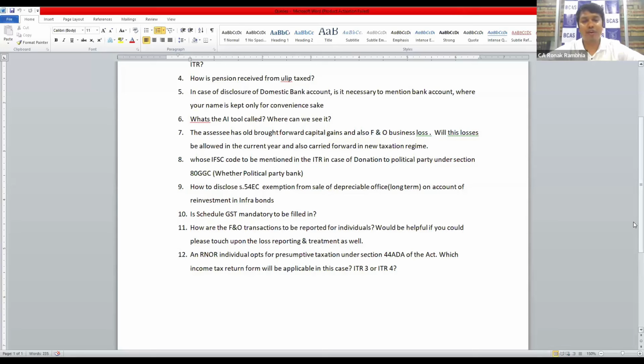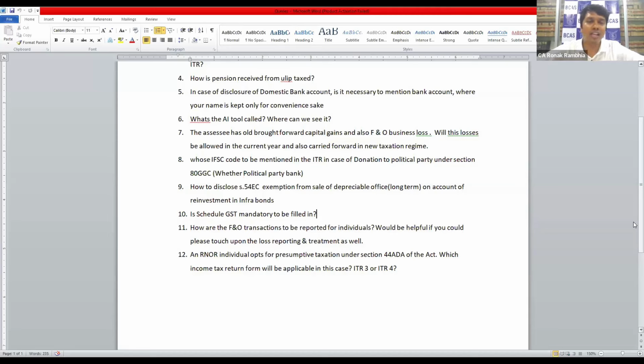Further, how are the FNO transactions reported for individuals? As per the guidance note of the institute for tax audit, it mentions that the total of the profit and the total of the losses have to be calculated together. And accordingly, one has to see whether tax audit is applicable. Please also touch upon the loss reporting and treatment.